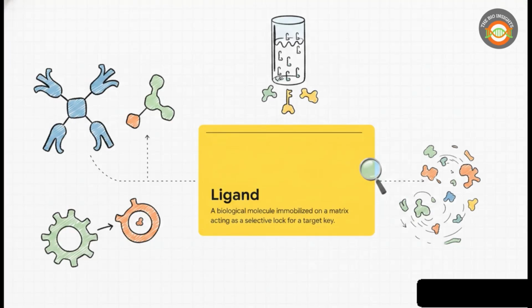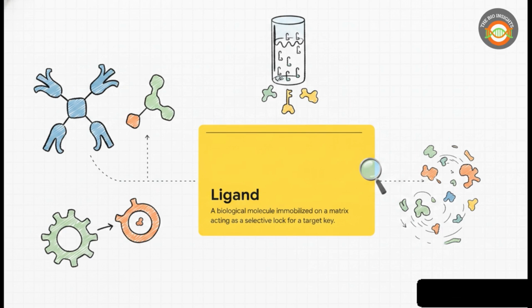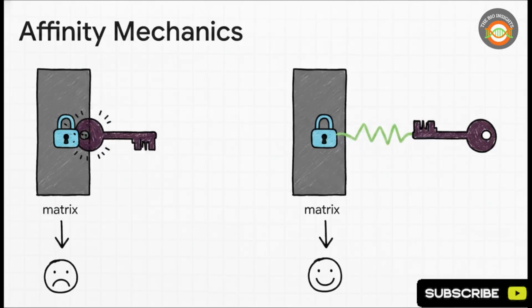Now, this is arguably the sharpest tool in a biochemist's shed because it relies entirely on biological recognition. And to really grasp this, we've got to talk about the ligand. A ligand is immobilized on a solid support matrix, and it acts as a highly selective lock for a very specific target key. It will literally ignore everything in that soup except its exact biological partner. We're basically borrowing nature's own flawless targeting systems, like an antibody grabbing an antigen, and putting them to work inside a glass column. But here's the catch.